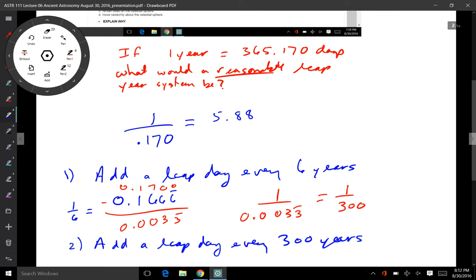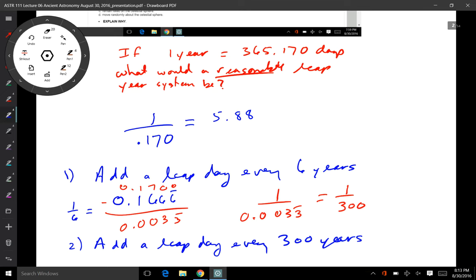And then I'm perfect. Now, if you look at that system, the system is actually really wonky because every 300 years, what am I doing? I'm adding 2 days in the same year. So I would probably do something to offset it, like do the 300 years on the half interval between the 6 years so that I don't have 2 leap days in 1 year, because that would be pretty weird. But that's a system then that's going to work.